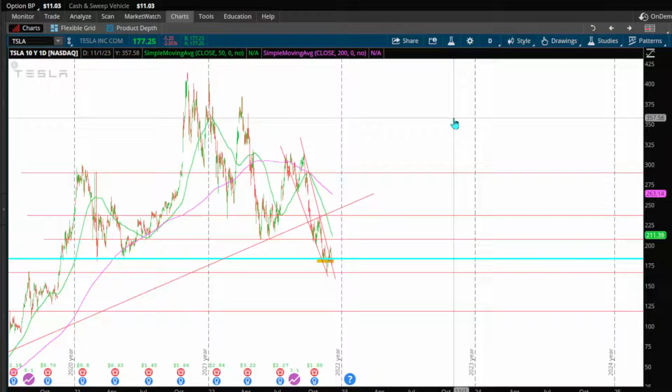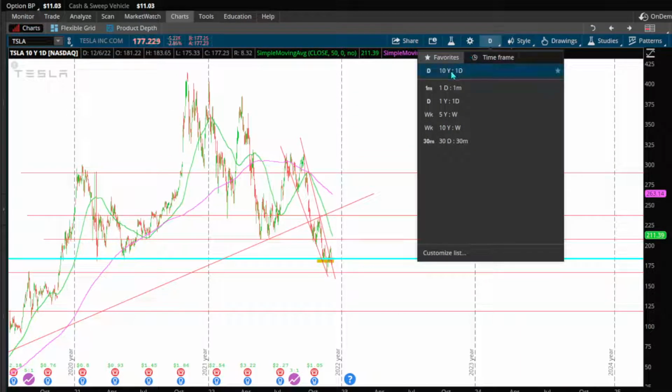Hey folks, I know that Tesla price action has been pretty crazy and I just wanted to make a quick technical overview video on this. So right now I am on the 10-year one-day chart, as you guys can see.